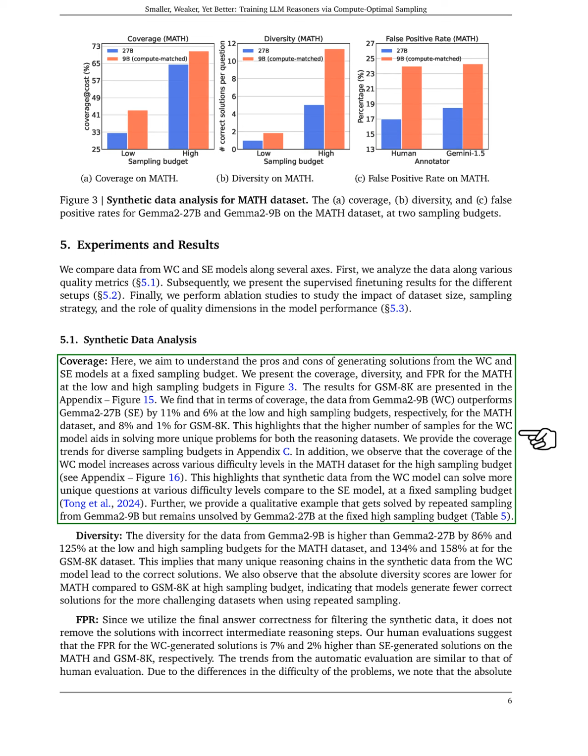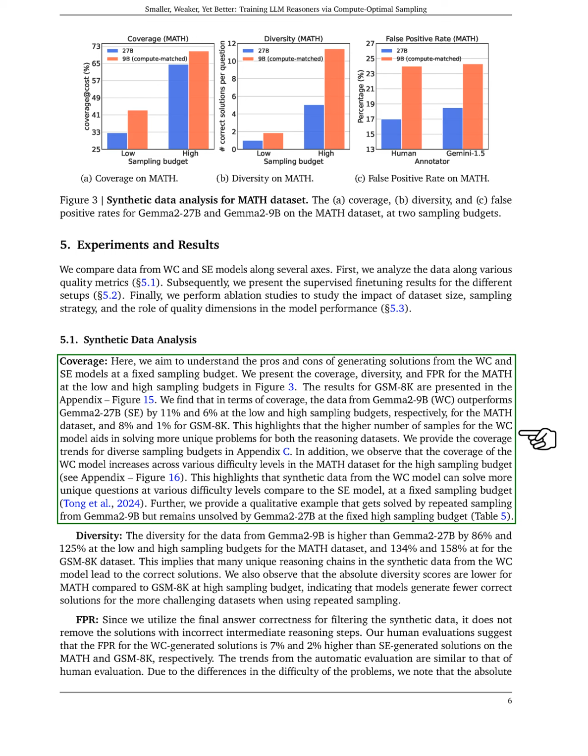Our findings show that the data from GEMMA 2 to 9b, WC, surpasses GEMMA 2 to 27b, SE, in coverage by 11% and 6% for the math dataset at low and high budgets, respectively, and by 8% and 1% for GSM-8K. This indicates that the WC model's larger sample size helps solve more unique problems. We also note that the WC model's coverage improves across different difficulty levels in the math dataset at high sampling budgets, suggesting it can tackle more unique questions compared to the SE model.